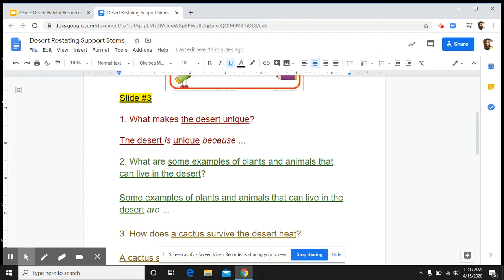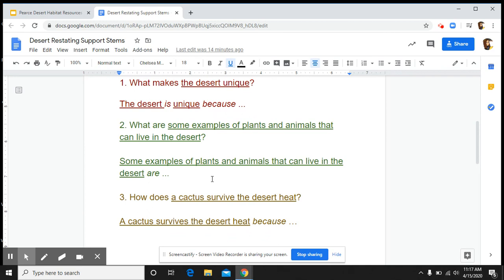That word because is such a wonderful word to use when you are responding to questions, because the word because is a way to explain about something. So as you go through the different restating support stems, you'll see that I followed the same format. Underlining to show the words that I'm using in my answer. Italics to show some of the new words. And my blank is where your answer to the question will go, to share the information that you have learned.